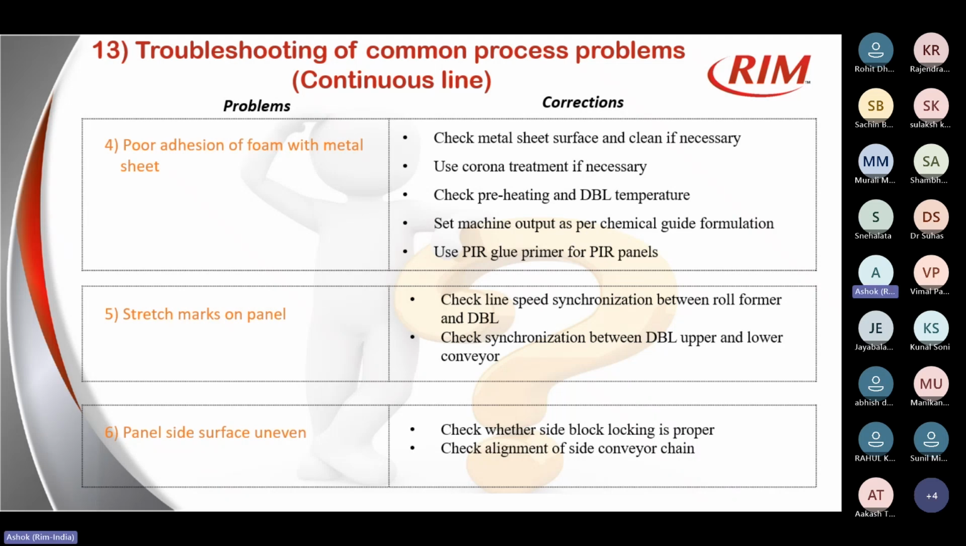Stretch marks on the panel. This is due to line speed synchronization between the roll former and double belt, and synchronization between the upper and lower conveyors at the double belt. Panel side surface uneven. In this case, you have to check that the side block locking is proper, and the alignment of the side conveyor chain has to be checked.